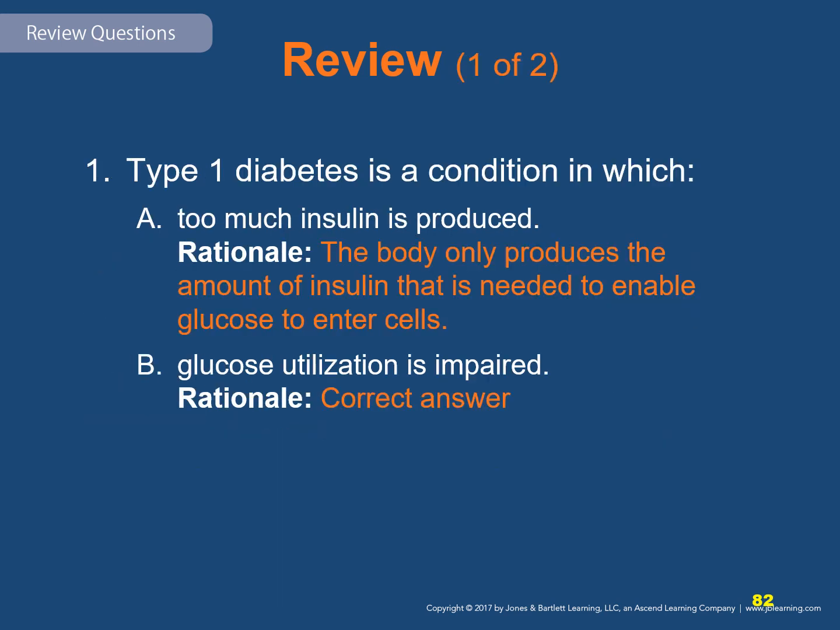Let's look at the incorrect answers. Type 1 diabetes is a condition in which A. Too much insulin is produced. That's incorrect because the body only produces the amount of insulin that is needed to enable glucose to enter cells. B. Glucose utilization is impaired. That is the correct answer.